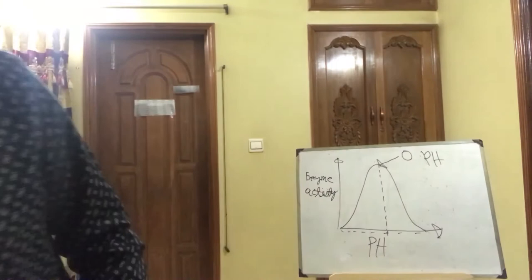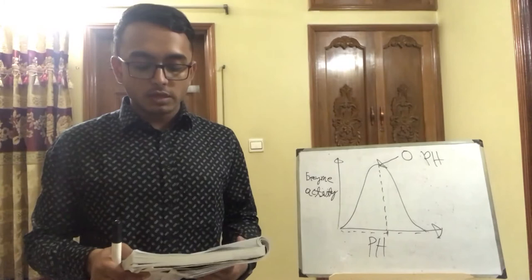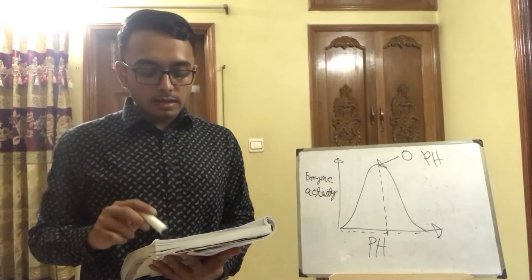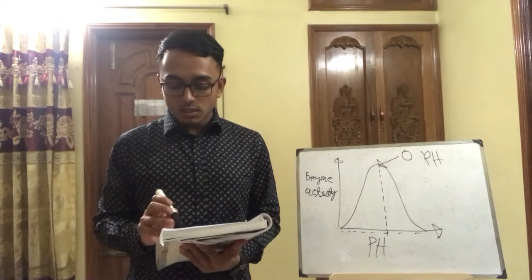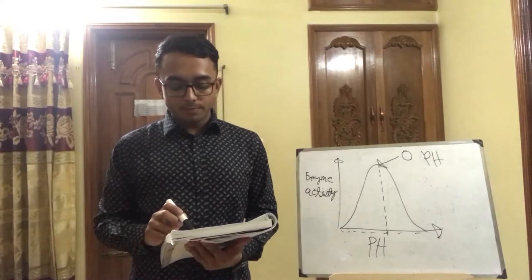pH and enzyme activity. The pH of a solution affects the shape of an enzyme. Most enzymes are in their correct shape at a pH of about 7, that is neutral. If the pH becomes very acidic or very alkaline, then they are denatured. This means that the active site no longer fits the substrate, so the enzyme can no longer catalyze its reaction.